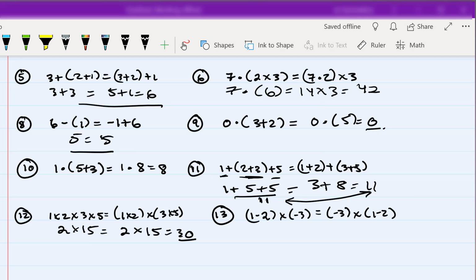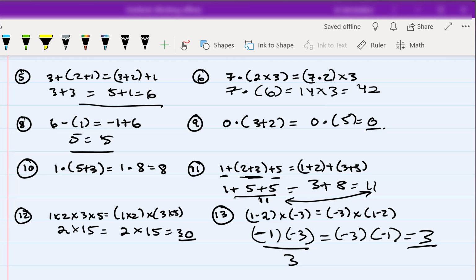Last, we have number 13. On the left-hand side, 1 minus 2 is minus 1, multiplied by minus 3, that's 3. And on the right-hand side, we have minus 3 times minus 1, which is 3. So left-hand side and right-hand side are the same. So again, it doesn't matter how we associate the numbers in multiplication.